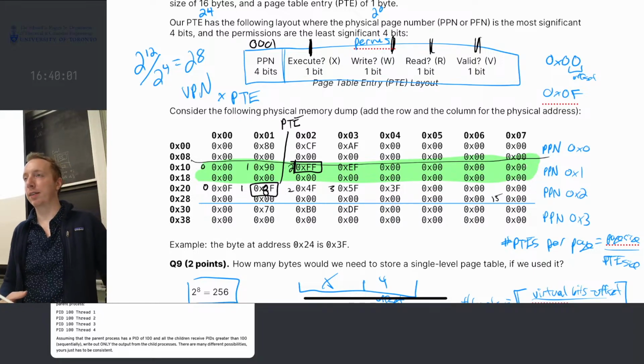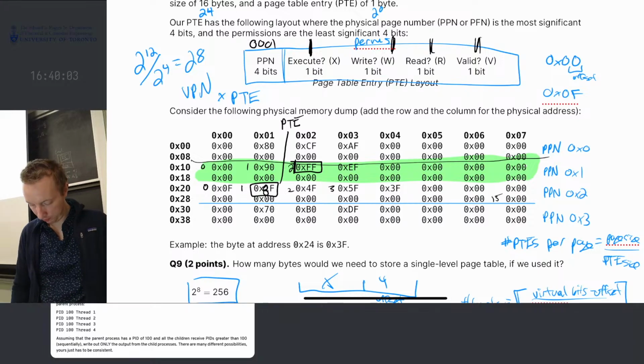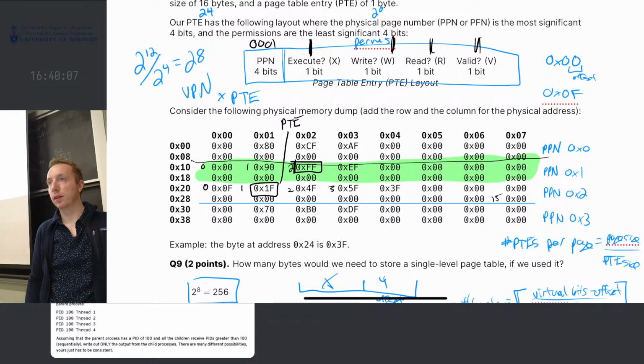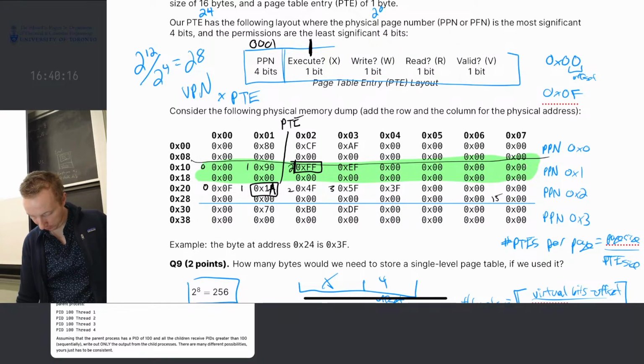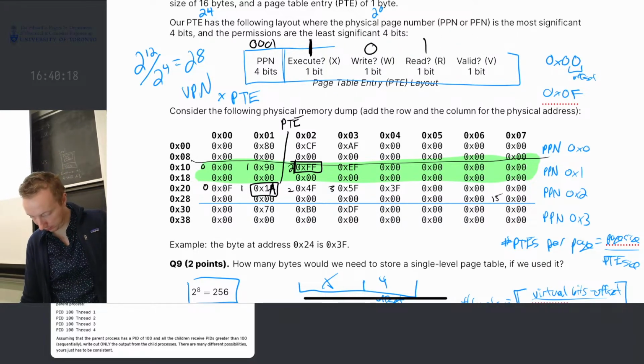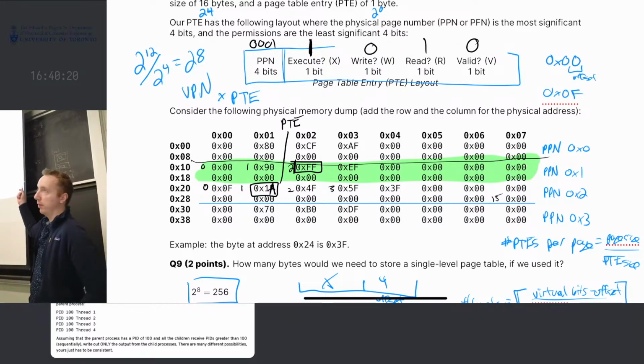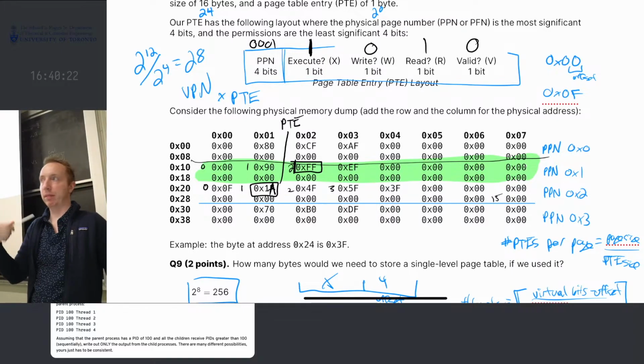Yeah. Would it be possible to have it like, what was it before? Instead of F for the second one, you put like A, because that's 1010, so valid is off. Yes. So if I change it to 1A or something like that, that's not possible, right? Yeah, A would correspond to just 1010. So that means the valid bit would be 0, in which case nothing else matters.